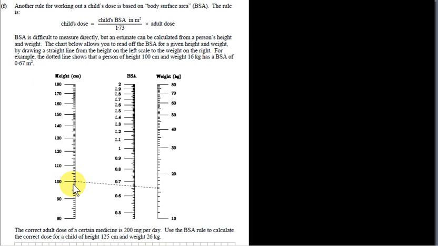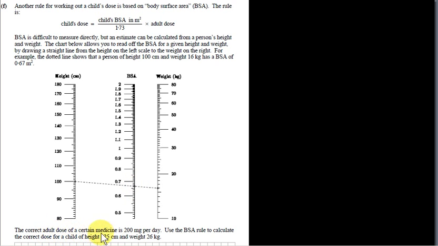The person's height is 100 centimeters, and the person's weight is 16 kilograms. So this dash here is 15, and this one above it is 16, of course. So we draw a straight line from the person's height in centimeters to their weight in kilograms, and where that straight line crosses this scale here, we have an estimate for the person's body surface area. This estimate is in meters squared.